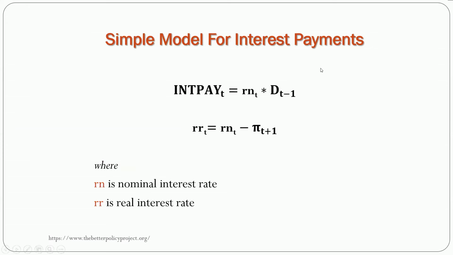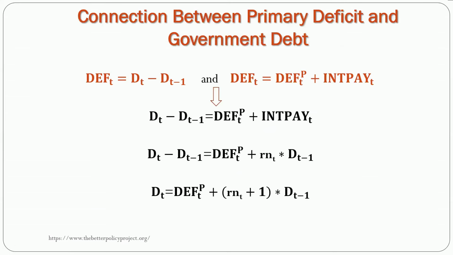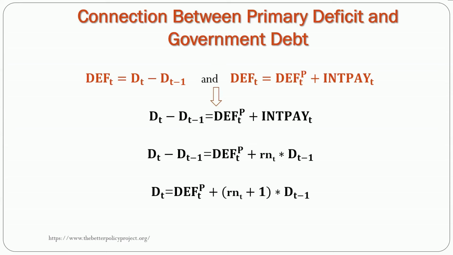Here we can also see the real interest rate equation. We know that the real interest rate is equal to the nominal interest rate minus inflation. And then having all these, we can go and analyze the steady state growth rate. Here you can see with this equation we can get the steady state growth rate of the nominal GDP.